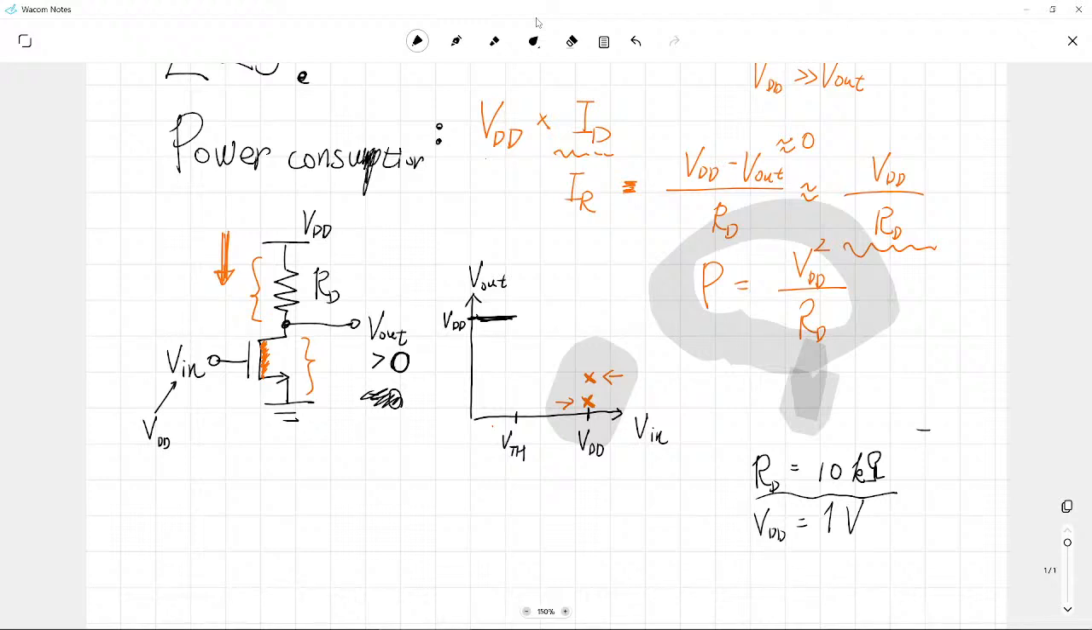Is there really a 1 volt technology? Yes, there was, but nowadays it's not. Anyway, just to make an estimation, if we have just 1 volt and 10 kilo ohm, then what will happen to the power dissipation? Squared 1 divided by 10 kilo, so we will have just 100 microwatt.